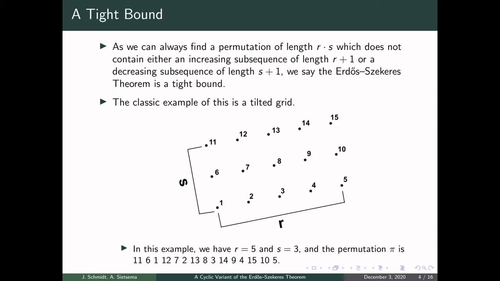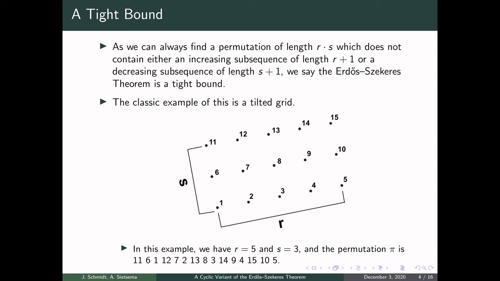Now, this is not a property unique to permutations of length 8 or 9. In fact, we can always find a permutation of length r times s which does not contain either an increasing subsequence of length r plus 1 or a decreasing subsequence of length s plus 1. This means that the Erdos-Szekeres theorem defines a tight bound.